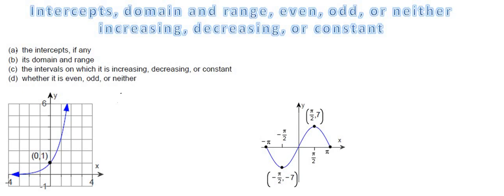Okay, so for problem A, how to find the intercepts. Let's go back to the definition of the intercepts. The intercepts means the curve crosses over or touches an axis, including the x-axis or y-axis. Okay, now let's take a look at this curve.